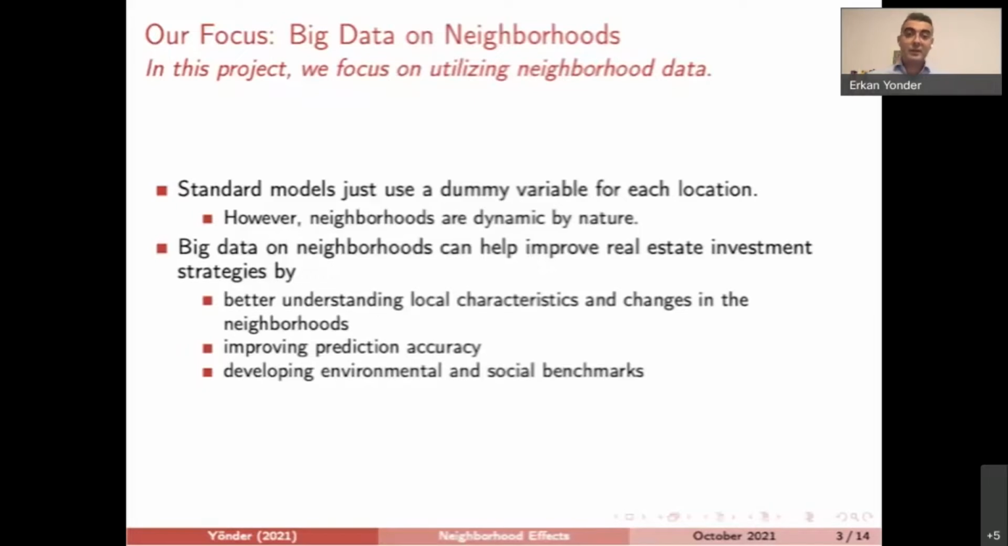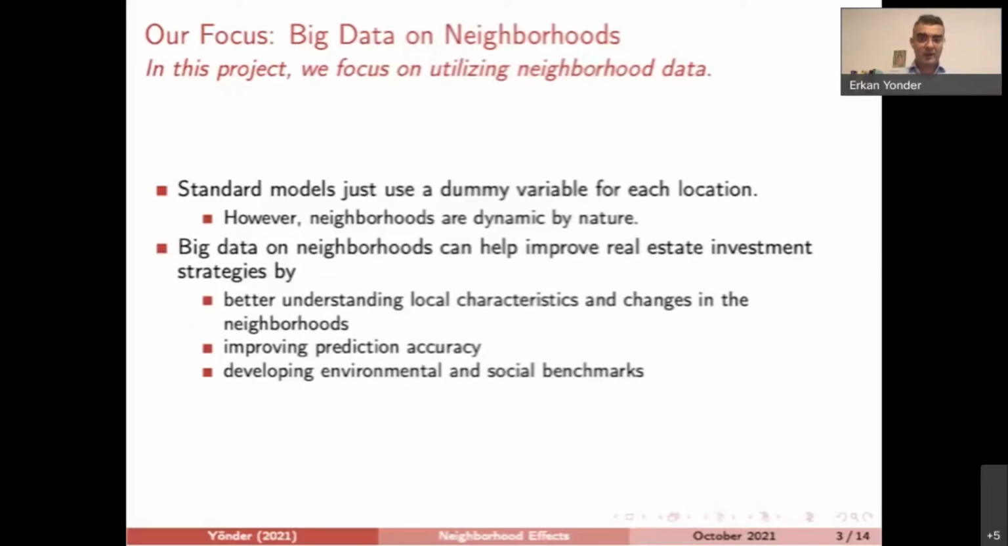We can improve our prediction accuracies because there is a very big data set out there. We don't use it in our valuation models, and we can benefit from these big data sets to improve our prediction accuracy. That's very important for us, and here comes in the machine learning model, which I'll come to as well. And we can develop benchmarks. Once we understand the neighborhood factors that are affecting value, or affecting environmental impacts, or social impacts, we can develop benchmarks.